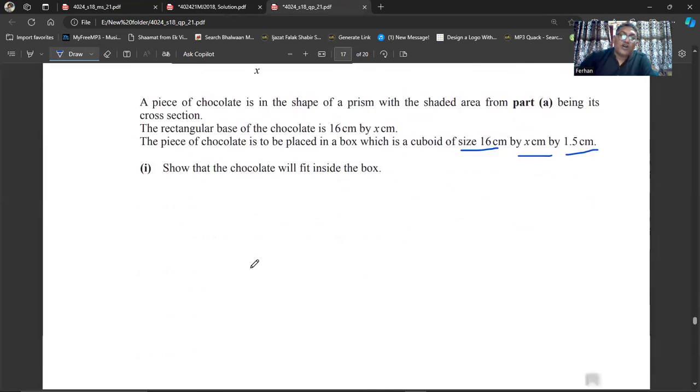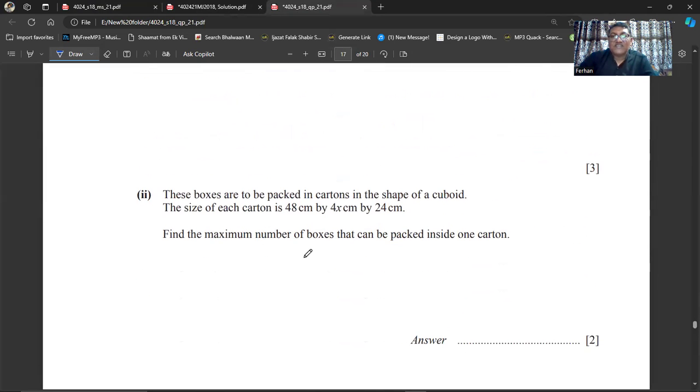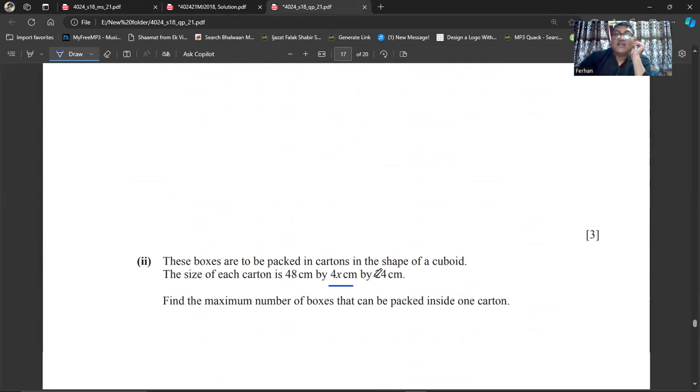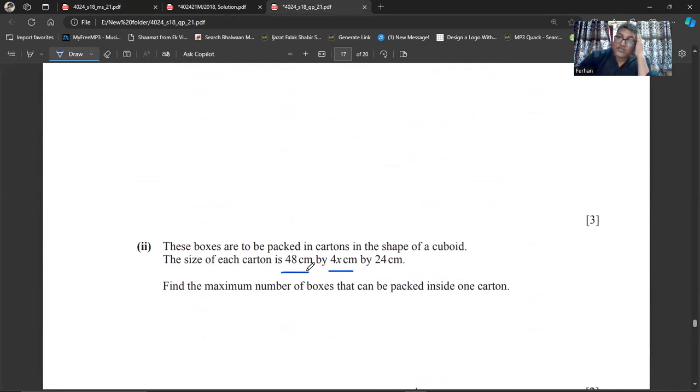The width of your box is X. So width wise, this carton's width is 4x, so you can put 4 boxes here. Your length here is 16, so this length is 48. So lengthwise, you can put 48 divided by 16, it is 3. So 3 and 4, and in one layer you can put 12 boxes.